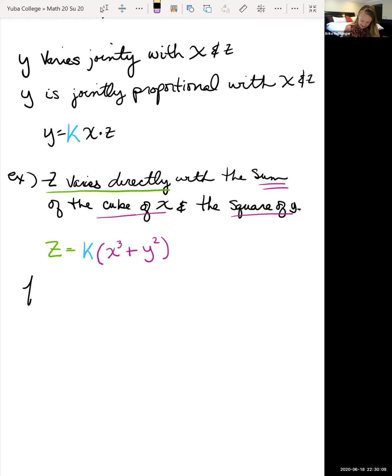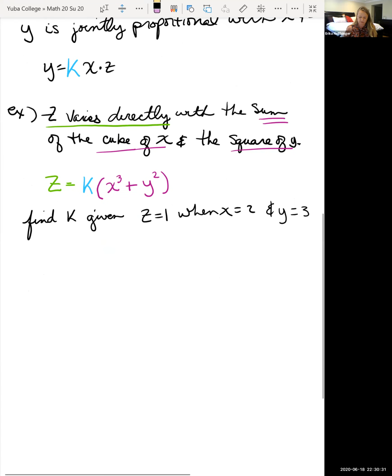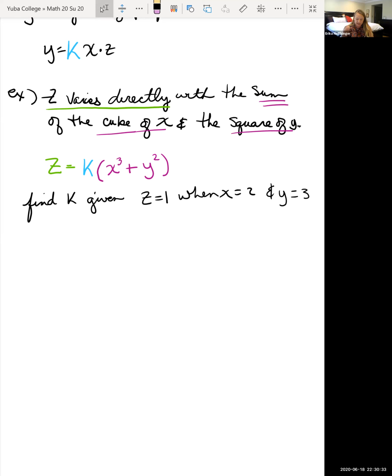So let's find k given that z is equal to 1 when x is equal to 2 and y is equal to 3. So they're going to give us enough information. They just spelled it out to us. We're just going to plug in those numbers for z, x, and y, we'll have just k left in there and we can solve for k.